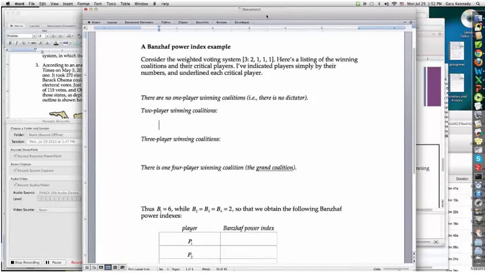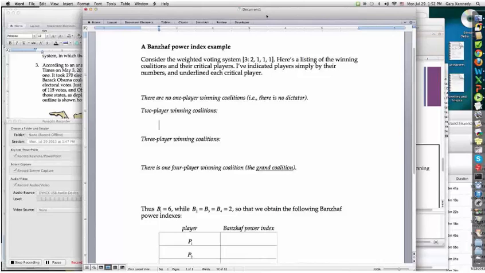Okay, here is that example, and it involves the weighted voting system 3, 2, 1, 1, 1. That is to say, there are 4 players. Player 1 has 2 votes. Each of the other players has a single vote. That will give you a total of 5 votes, and thus the quota is 3. It takes 3 votes to pass a motion.